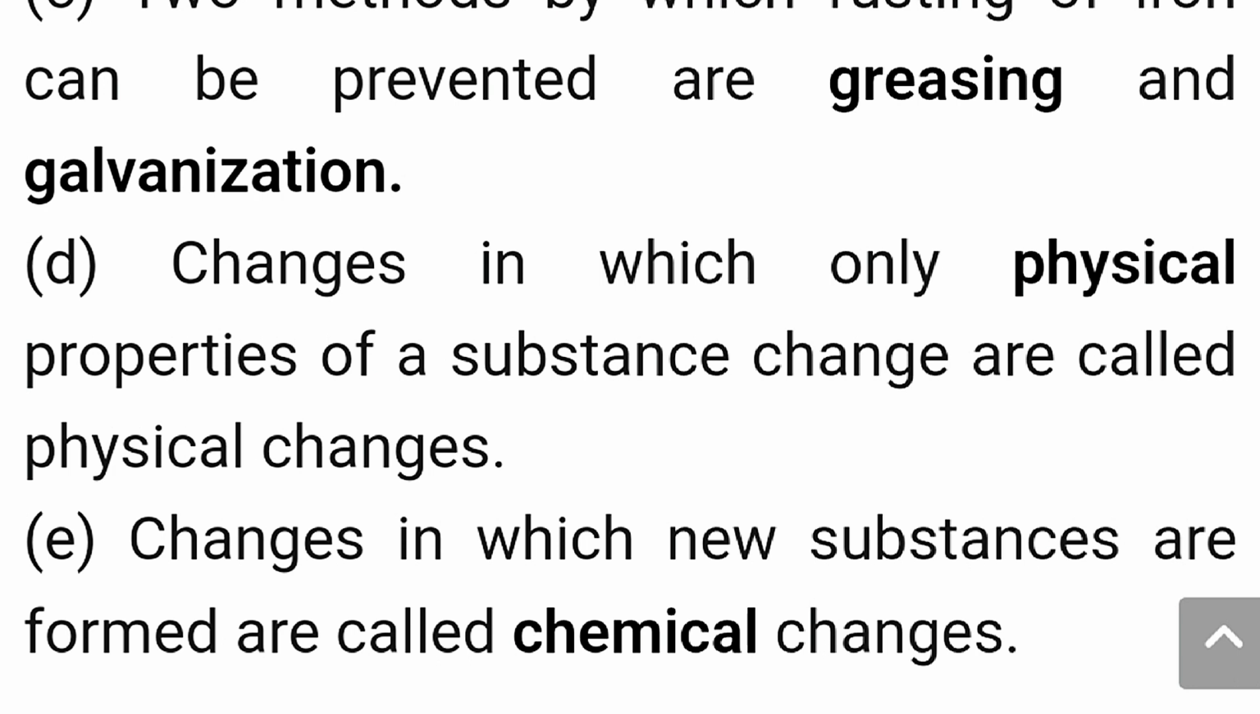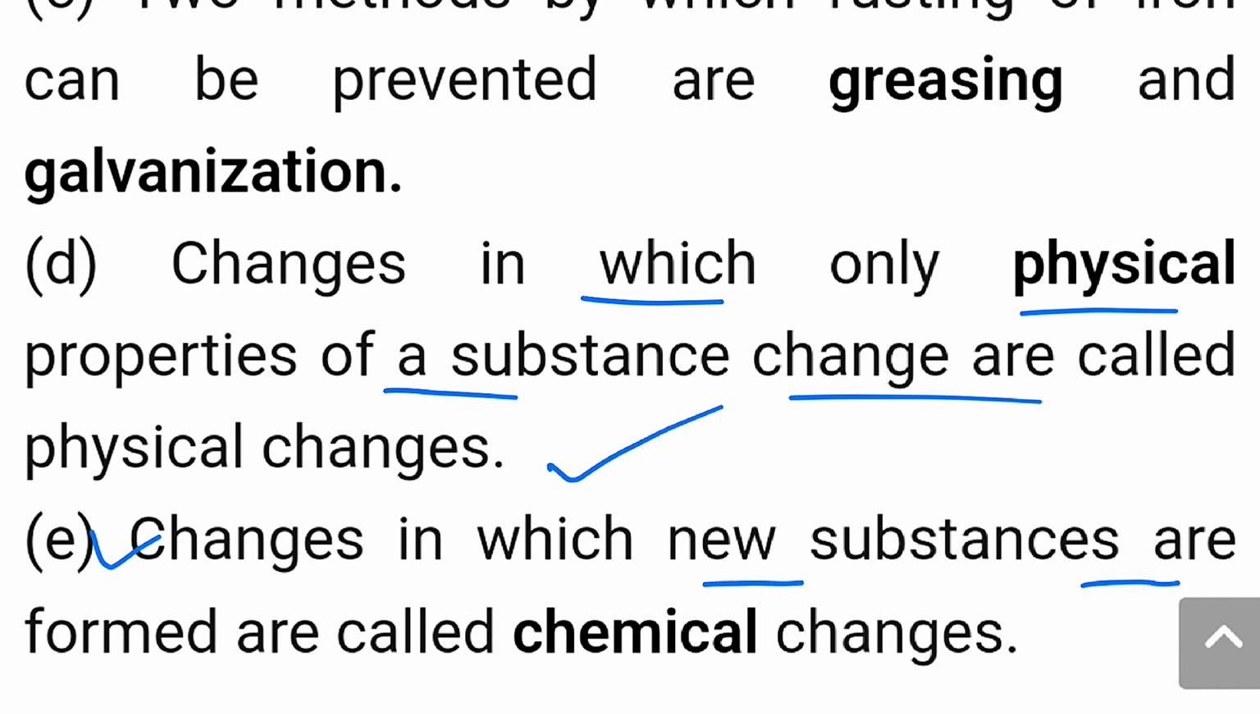Next: two methods by which rusting of iron can be prevented are greasing and galvanization. Next: changes in which only physical properties of substances change are called physical changes. Next: changes in which new substances are formed are called chemical changes.